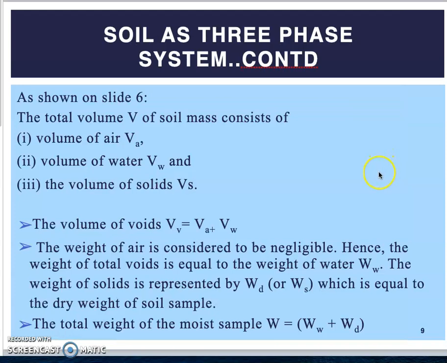Moving to the next slide, whatever I just spoke is again written here. Volume of voids will be equal to volume of air in voids plus volume of water in voids, and total weight of the moist sample will be weight of water plus dry weight of solid.